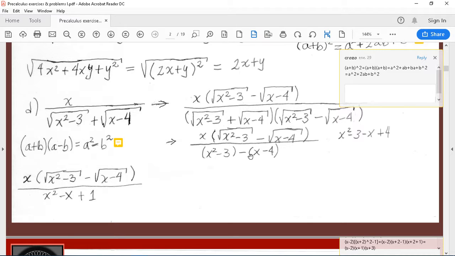So x squared minus 3 minus x plus 4 will give me x squared minus x minus 3 plus 4, which is 1. So I'm left with the following expression: x times the square root of x squared minus 3 minus the square root of x minus 4, all that divided by x squared minus x plus 1.